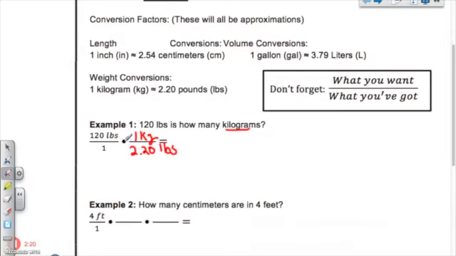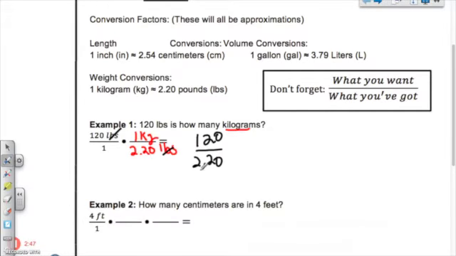And now because I'm multiplying and I've got this nice cancellation happening where my pounds and my pounds, because one's in the numerator and one's in the denominator, cancel out, I'm left with only kilograms, which is exactly what I wanted. And now I can multiply 120 times 1 and I get 120. And then 1 times 2.20 is 2.20.